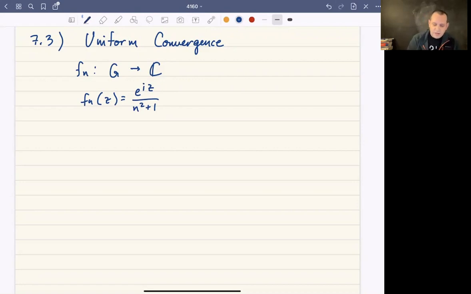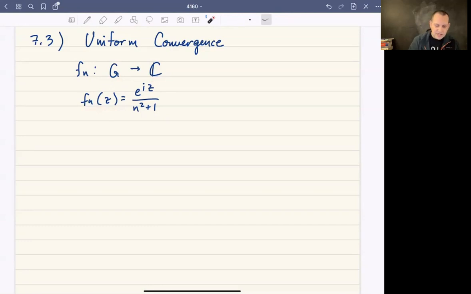So the domains for these functions are going to be the same. As n increases, you'll get different functions, but the set G remains the same. The codomain, the values that you get out of the function, all stay the same. So those are fixed, and the only thing that's changing is our function. And as n increases, we want to understand what's going to happen.